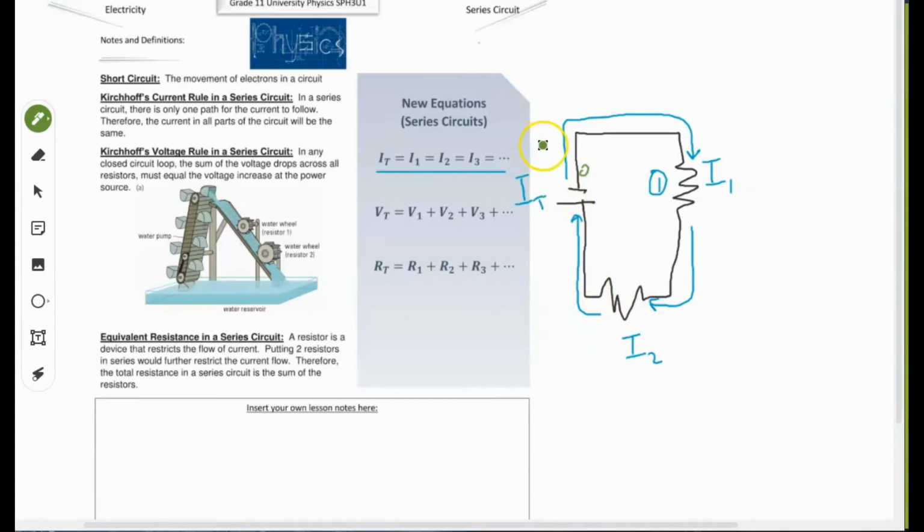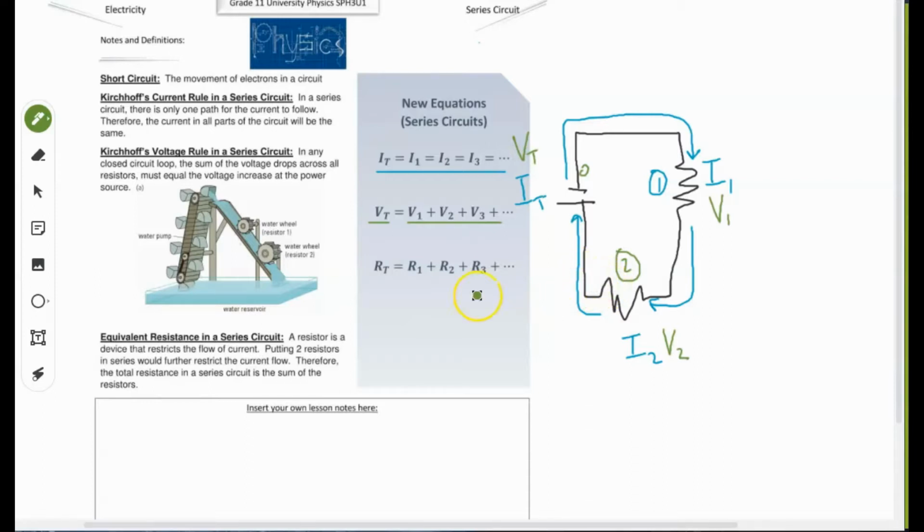And so what does this mean? It means if it gains a certain amount of total voltage at the battery, and it loses some voltage V1 at resistor 1 and some voltage V2 at resistor 2, then the sum of those voltage losses must be equal to that voltage gain at the battery. That is Kirchhoff's voltage rule for a series circuit.